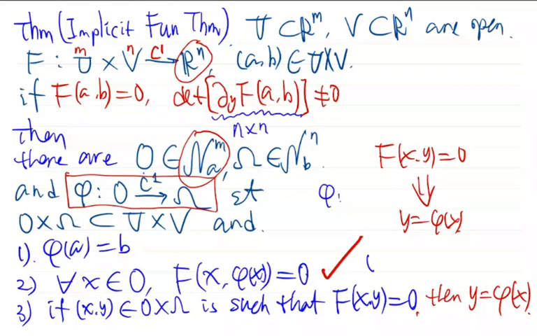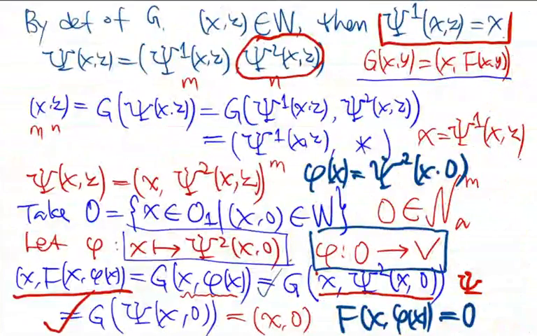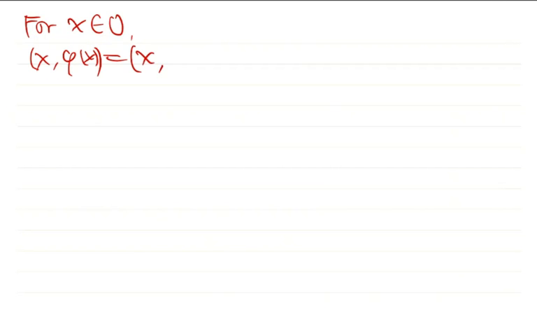Okay. We also need to prove the first conclusion and the third conclusion. But we're almost done because the most difficult part has already been overcome by us. Okay. So next, what should we do? Having obtained this map phi, we can easily conclude our proof. So for x in O, our x phi x is x psi2 x0. That is psi x0.